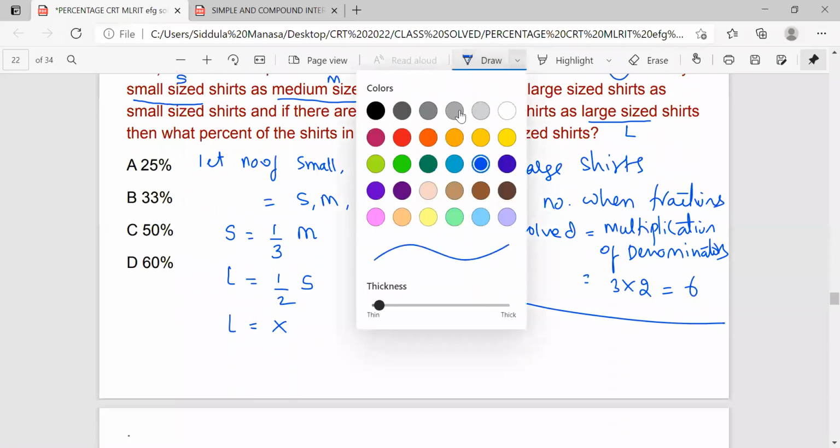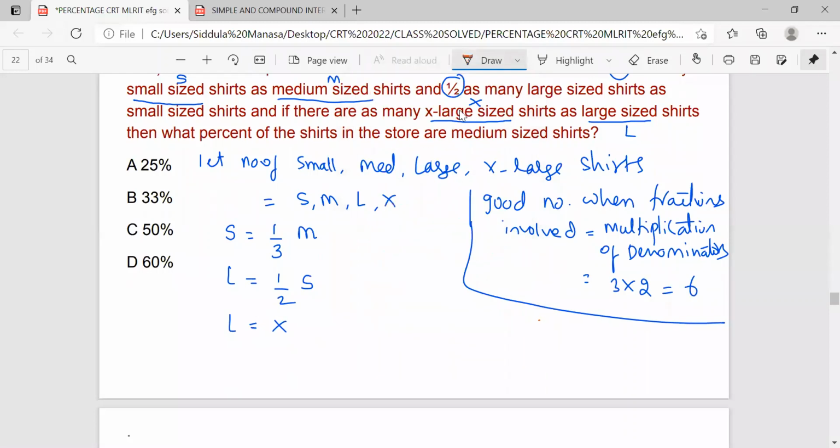So what I'll do here, let medium sized sheds be equal to 6. If medium sized sheds is equal to 6, small will become what? 1/3 of 6. So small will become equal to 2. Once you know small size sheds, you can calculate the large one. Large is equal to 1/2 times 2, which is 1. We already know extra large sheds is equal to large one, which is 1.